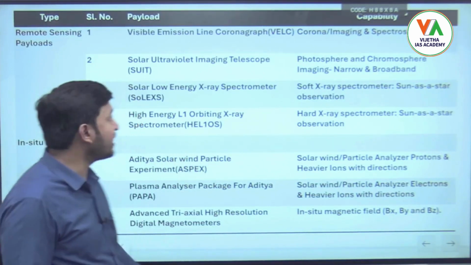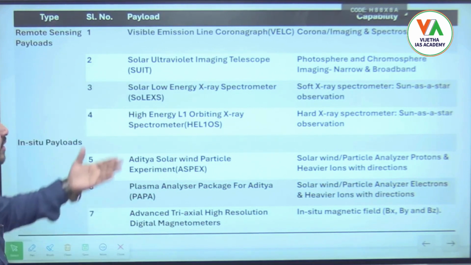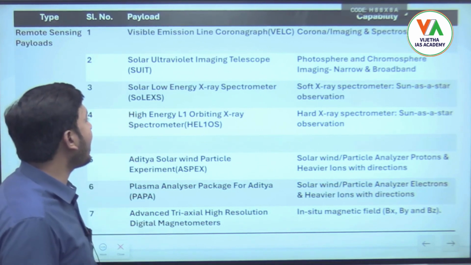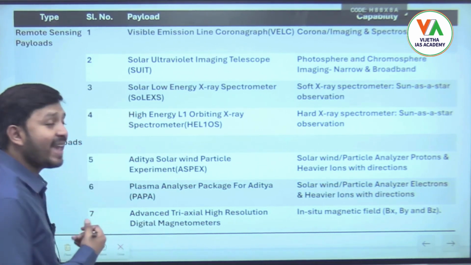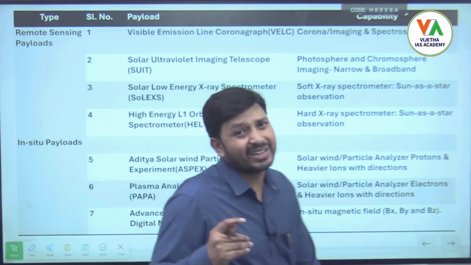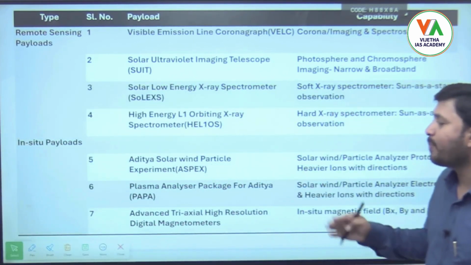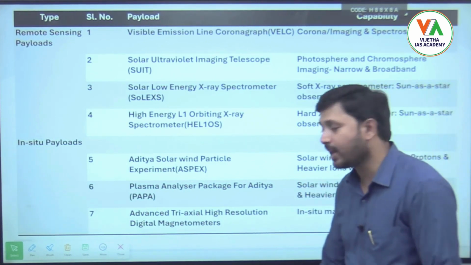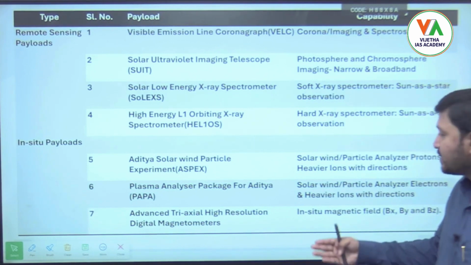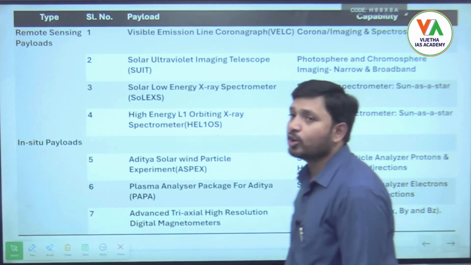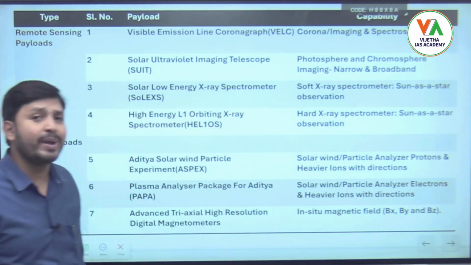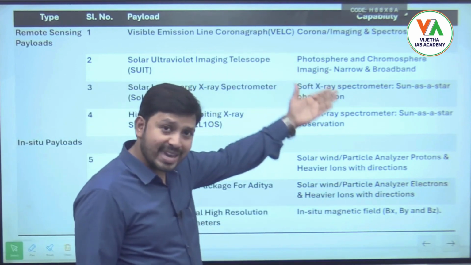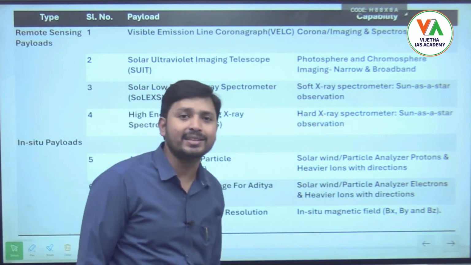Visible line emission coronagraph, solar ultraviolet imaging telescope, solar low energy X-ray spectrometer, and high energy L1 orbiting X-ray spectrometer. The next ones are Aditya solar wind particle experiment and plasma analyser package for Aditya. And the last one is the advanced triaxial high resolution digital magnetometer. So these are the seven different payloads used in our Aditya mission, and each instrument placed in this Aditya L1 mission has a different purpose. Is it clear?